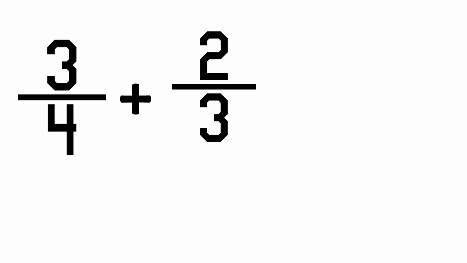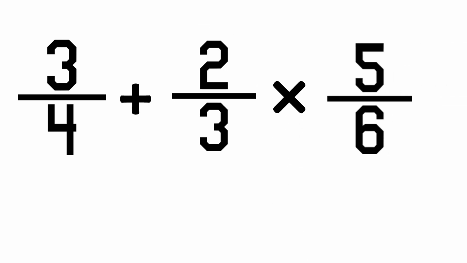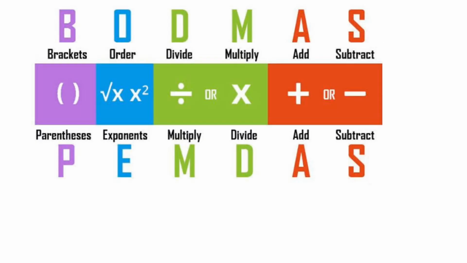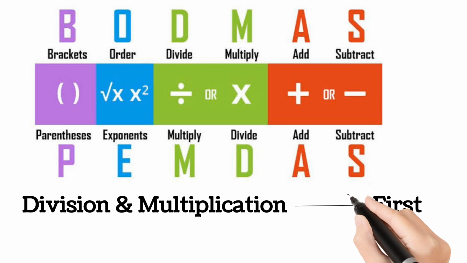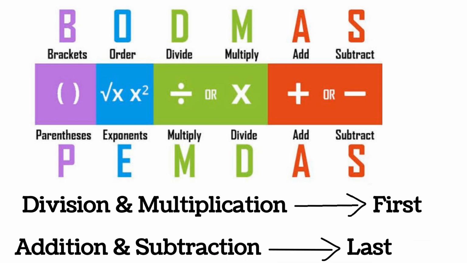In exams, this type of question separates prepared students from confused ones. Many students rush this question and lose easy marks. Always follow order of operations. Multiplication and division come before addition and subtraction.